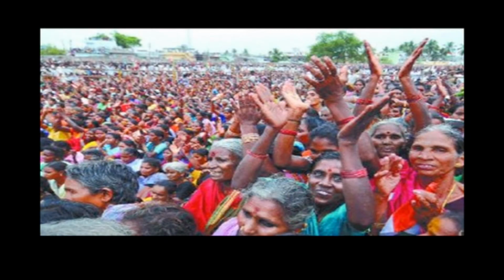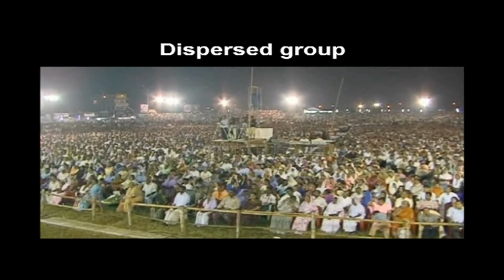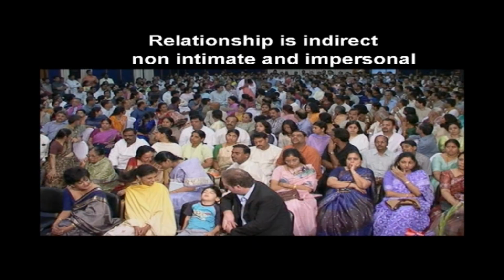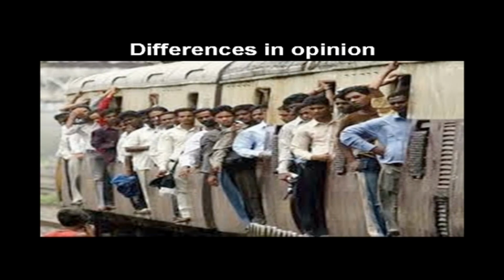Public is a social area of interaction with a non-intimate group sharing interest. Some of the characteristic features of public are: 1. Public is a dispersed group. 2. Relationship between individuals in a public is indirect, non-intimate and impersonal. 3. Public is based on differences in opinion.